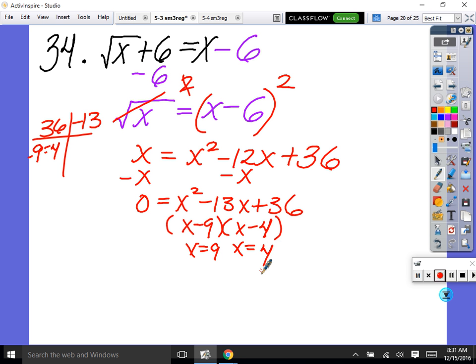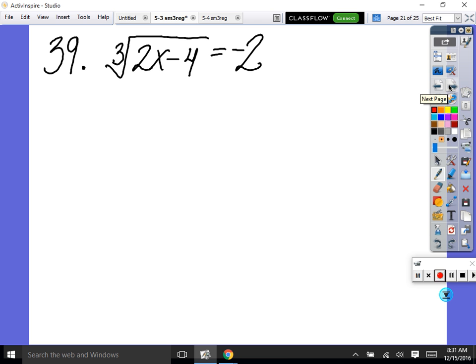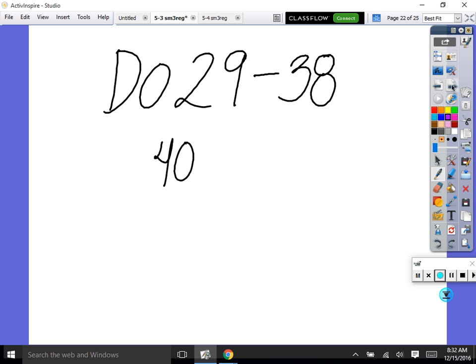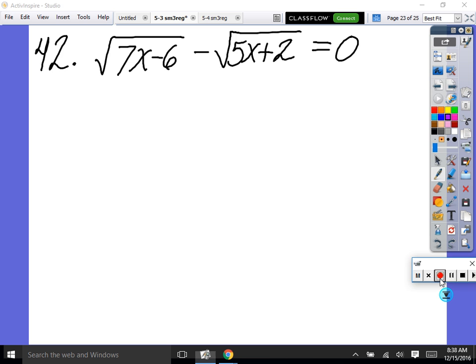Then I'm going to tell you the answer. So number 34, I'm just going to tell you, because you guys get how to check it. X equals 9 was the only solution. 4 came out extraneous. Okay. What I'm going to have you do, would you guys know how to do this one without me telling you? You cube both sides, correct? And then solve. So do 29 to 38 and 40. These are going to be very similar to the examples I just did. Ready, go.